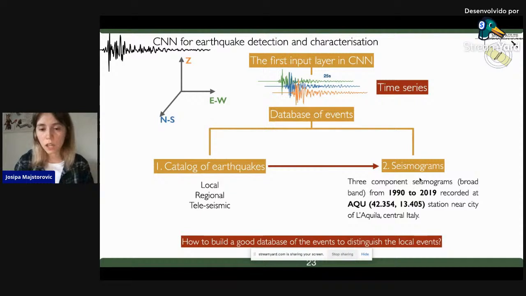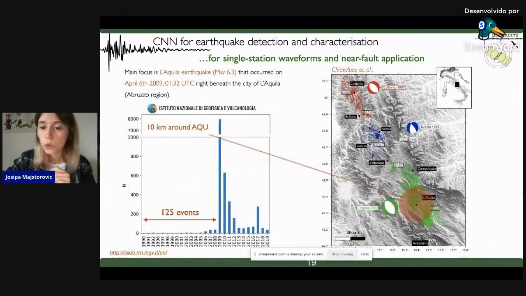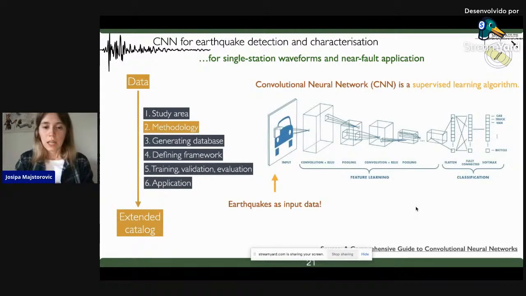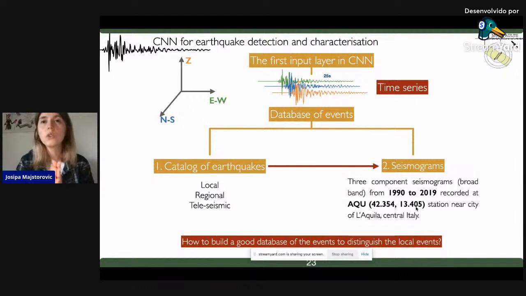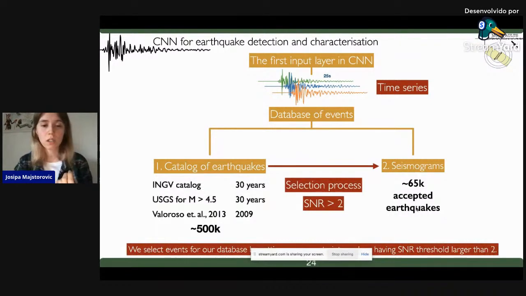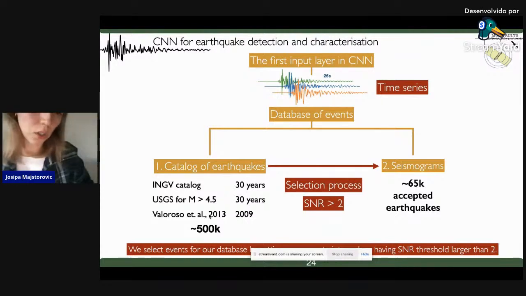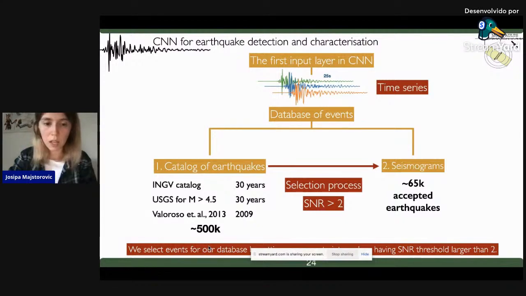So the question that we asked ourselves is how to build a good database of these events, to be able to distinguish only events in this small area around this station, so to really extract events that are associated with the fault that was responsible for this earthquake. To do this, we realized we needed to use all the earthquakes that ever happened. For this purpose, we merged several existing catalogs, and we ended up with almost 500,000 events. We took each of these 500,000 events and selected some criteria for what is the optimal earthquake for us, and ended up with 65,000 accepted earthquakes once we looked into the data.